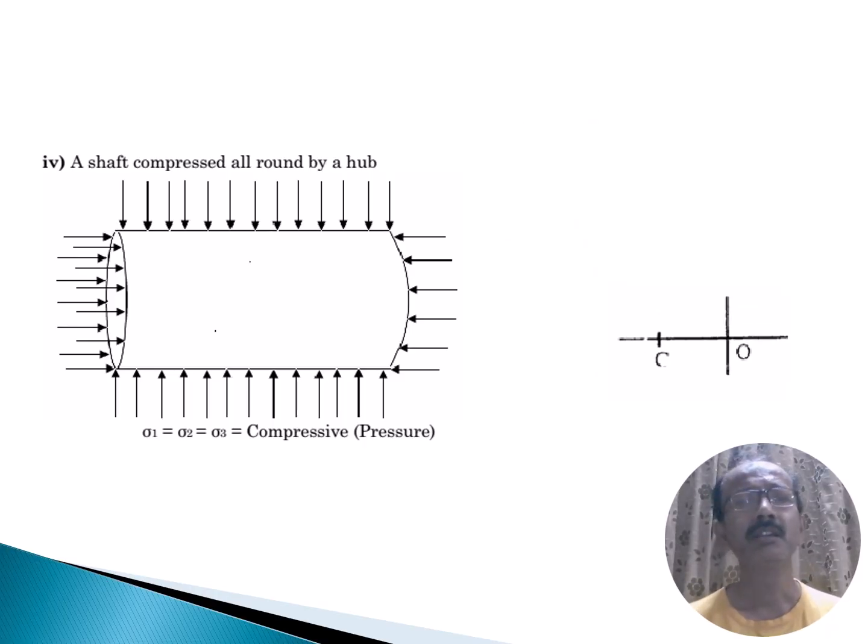So here the shaft is compressed all round by a pressure. So this is the shaft compressed from all the directions. So this is the diagram of the Mohr's circle.